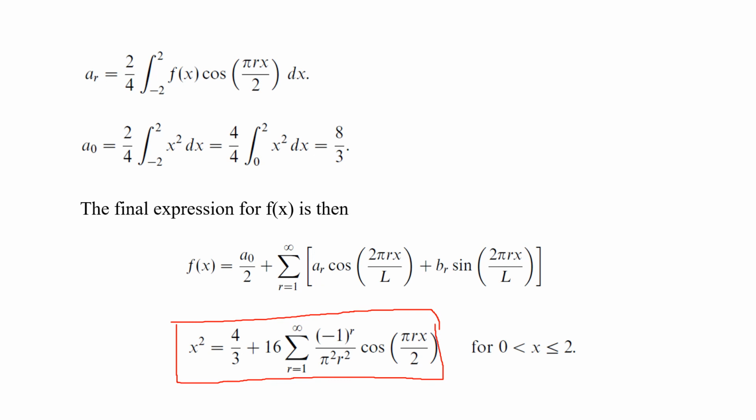Let us end this discussion here, and for the next discussion, let us discuss your complex Fourier series.